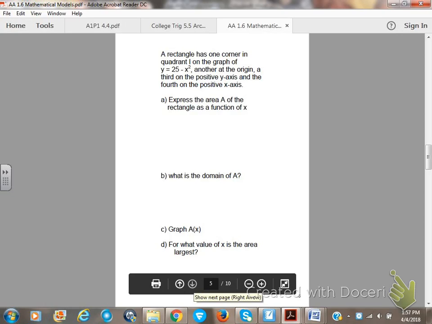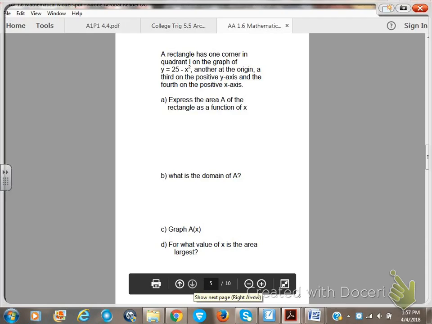I hope we don't have that one really extra. Huh? We do. What is 25 minus x squared? It's (5 minus x) times (5 plus x). It can also be written as negative x squared plus 25.